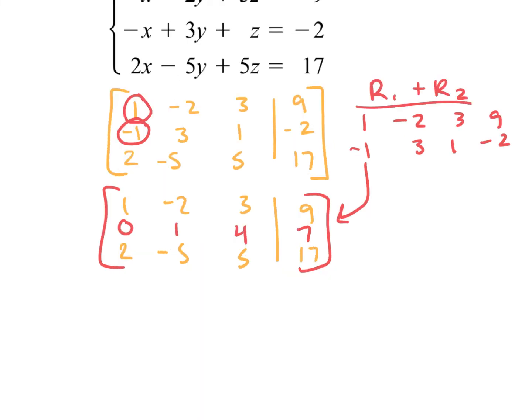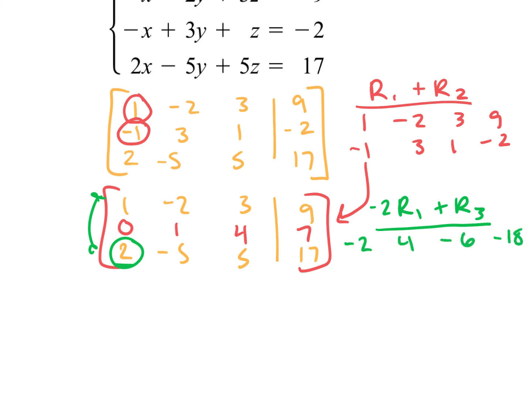To get a 0 here, I can combine these two equations together, but I have to get this one to be a negative 2. So multiply negative 2 times row 1 and add it to row 3. What are you trying to get? A 0 here. Because I want to work in columns first, so get 1, 0, 0, then a number, 1, 0, then 1. So my goal is to change this 2 to be a 0, so I'm going to multiply negative 2 times row 1, so negative 2, 4, negative 6, negative 18.